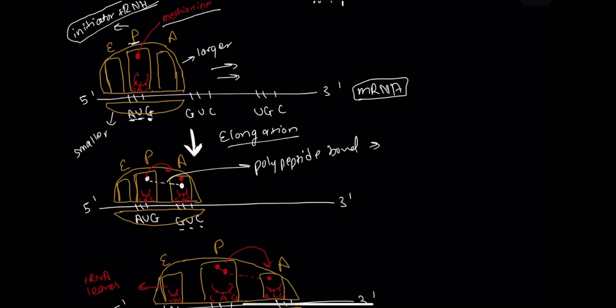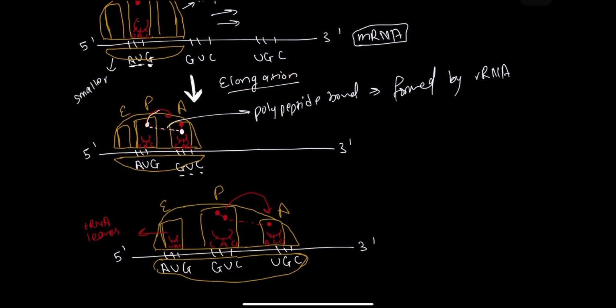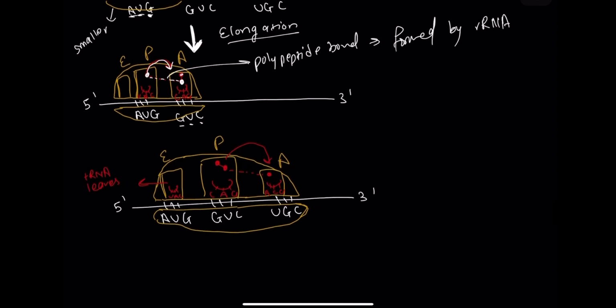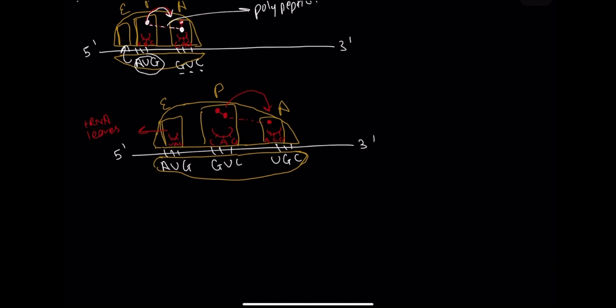And this polypeptide bond is formed by rRNA. After joining, this methionine will go into the A site. So in the P site, this tRNA won't have any amino acid; it will be empty. Now the ribosome is moving forward. While moving forward, this AUG will come into the E site, and as it is the exit part of our larger ribosome, this tRNA will leave the ribosome.